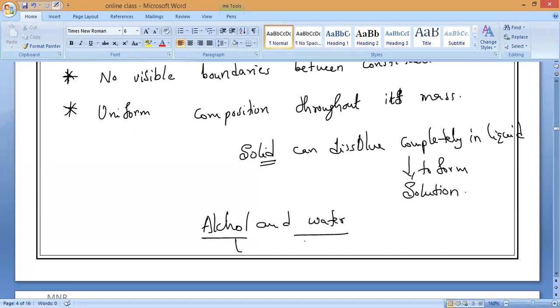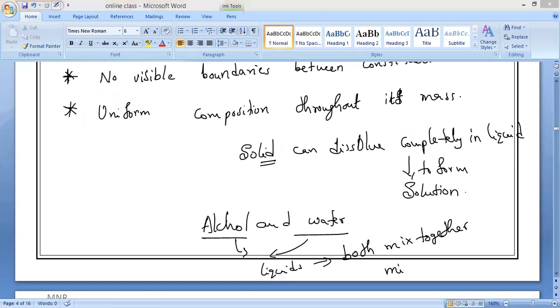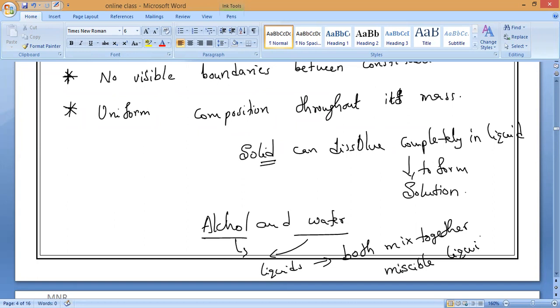Both are called liquids only. So they both mix together. That kind of liquids is called miscible liquids. Miscible, miscible liquids we used to say. Is it okay, everyone? Yes, please respond.